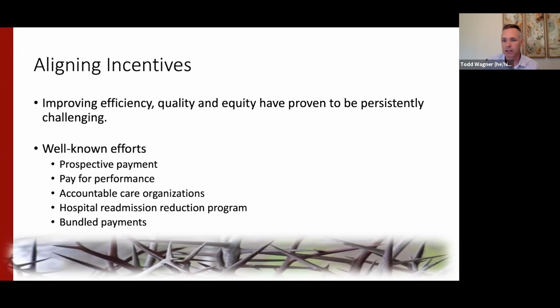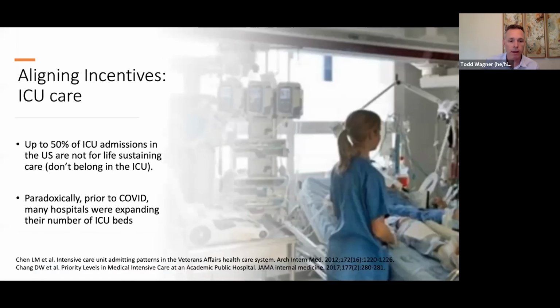And we can take a simple example of ICU care, which you're probably many familiar with, and we can show the incentives here in ICU care. So we know from literature that up to about 50% of ICU admissions in the US are not for life-sustaining care. And so arguably they don't belong in the ICU, but paradoxically, even prior to COVID, many hospitals were expanding their number of ICU beds.